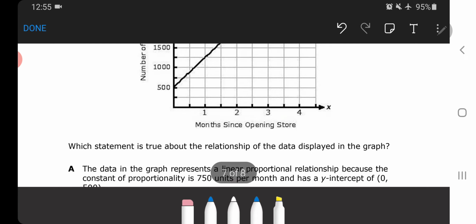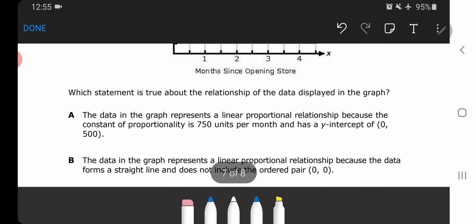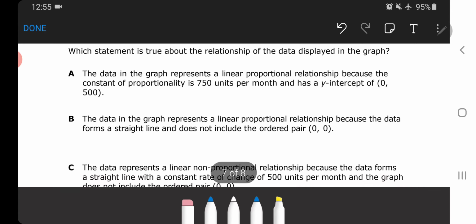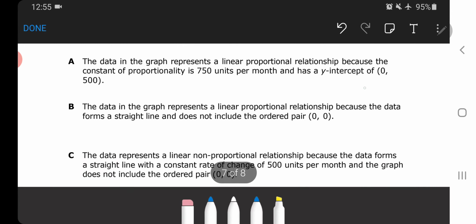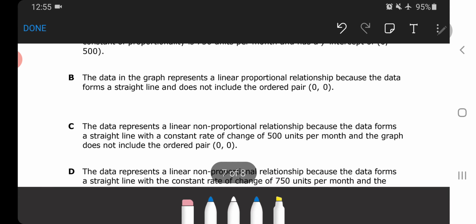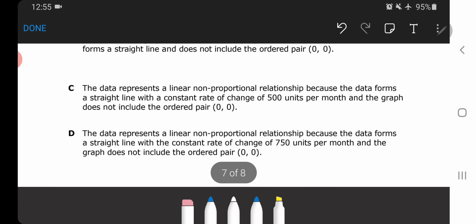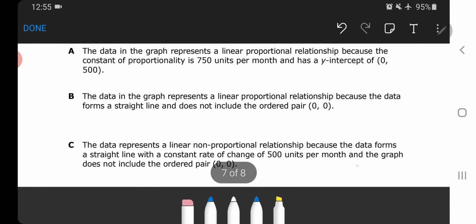I can't really shrink this down, but let's look at the answer choices. A says the data in the graph represents a linear proportional relationship. B says the data in the graph represents a linear proportional relationship. C, the data represents a linear non-proportional relationship. Or D, the data represents a linear non-proportional relationship.